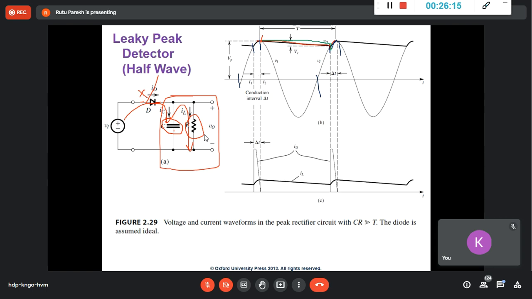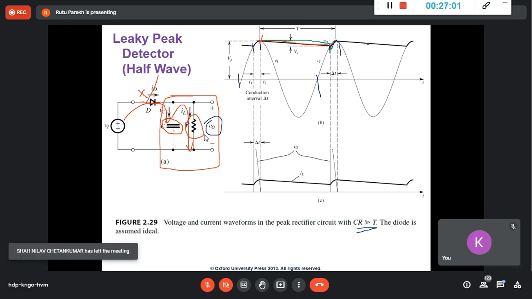Okay. So what we want is pure DC, a pure straight line. That is only possible if this RC is very, very much greater than T. Provided this RC is very, very much greater than T, otherwise it will discharge fully, and then your output will be following your input. So you want a straight line. This discharging should be very slow, meaning this RC time constant should be at least around 10 times greater than T, then you will get almost DC, but with a ripple.